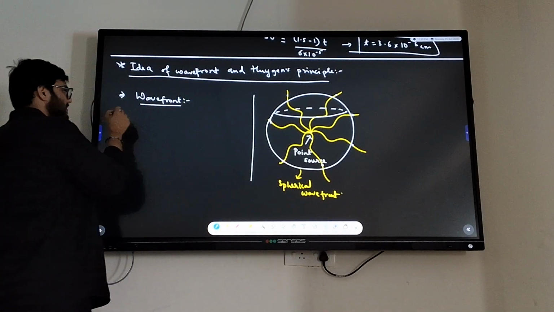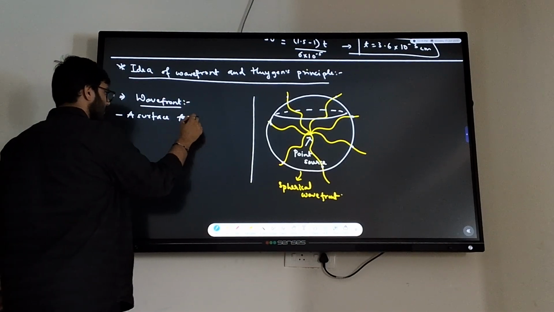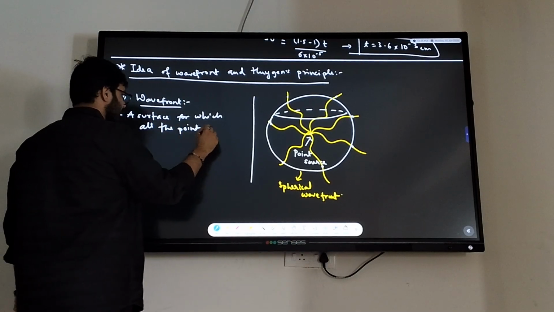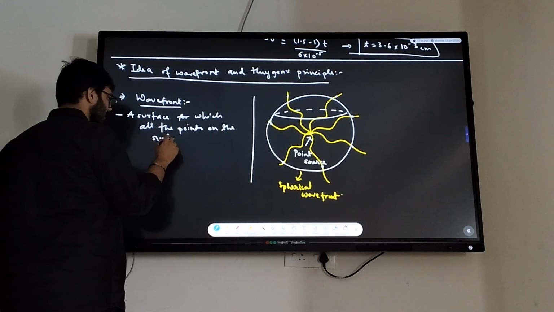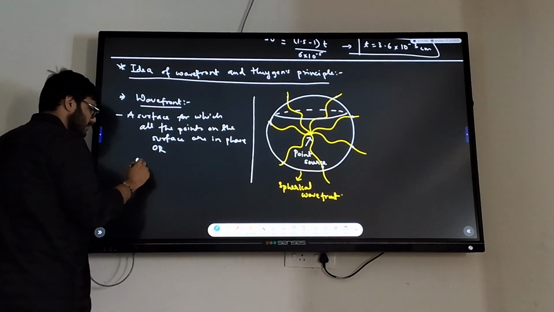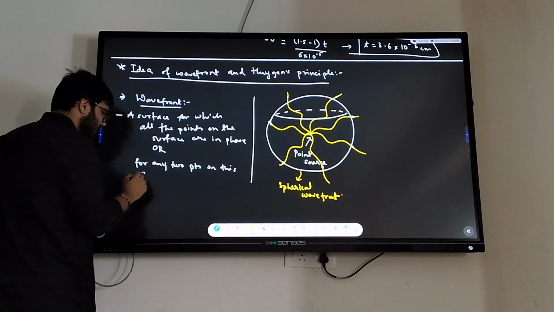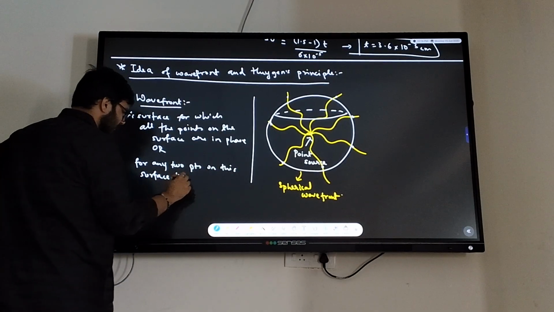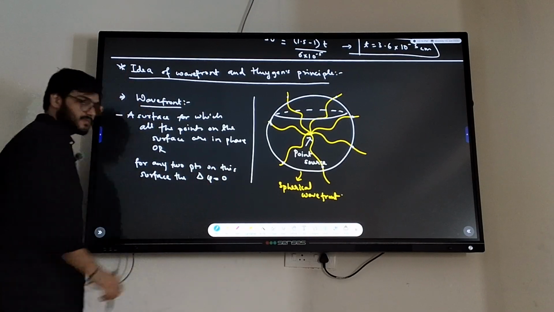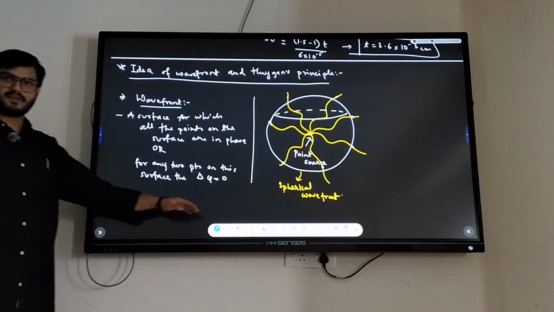Yes? And what is the definition of a wave front? A surface for which all the points on the surface are in phase, or you can say for any 2 points on this surface, the phase difference delta phi is equal to 0. That is the definition of a wave front, and this here is a spherical wave front. Everyone has written till here?